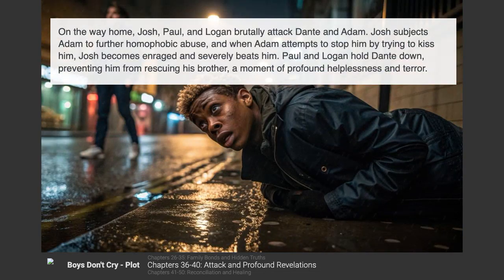On the way home, Josh, Paul, and Logan brutally attack Dante and Adam. Josh subjects Adam to further homophobic abuse, and when Adam attempts to stop him by trying to kiss him, Josh becomes enraged and severely beats him. Paul and Logan hold Dante down, preventing him from rescuing his brother, a moment of profound helplessness and terror.